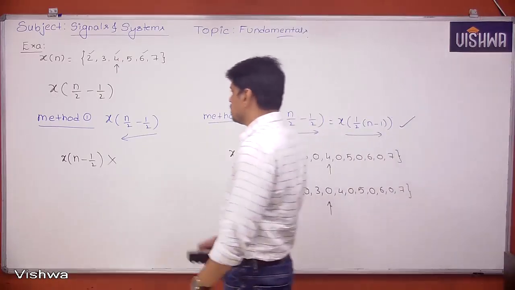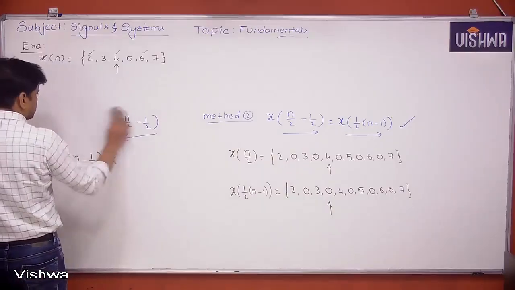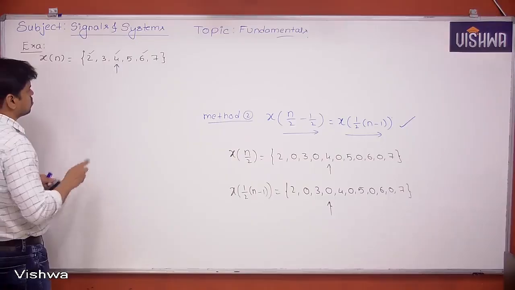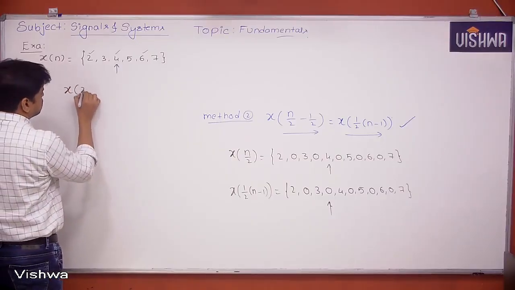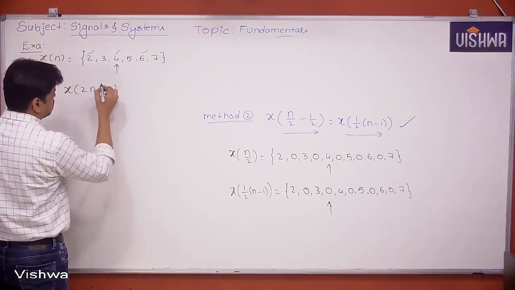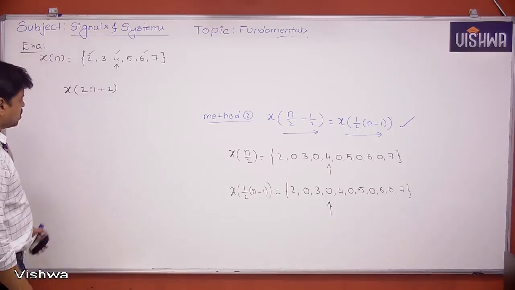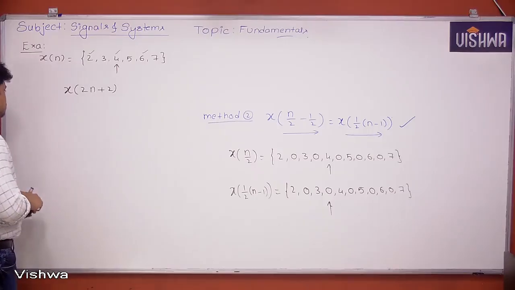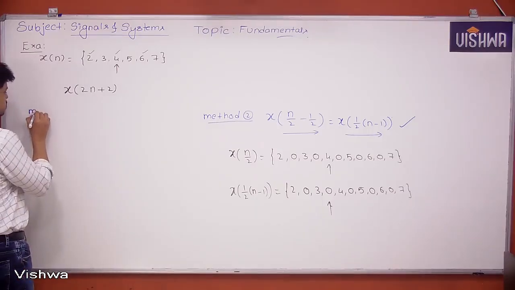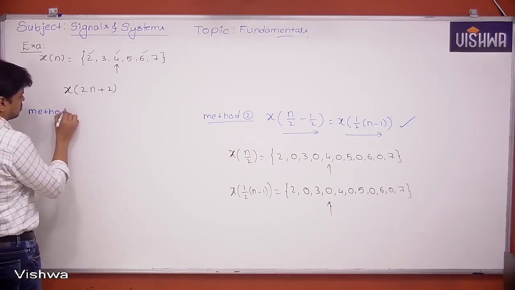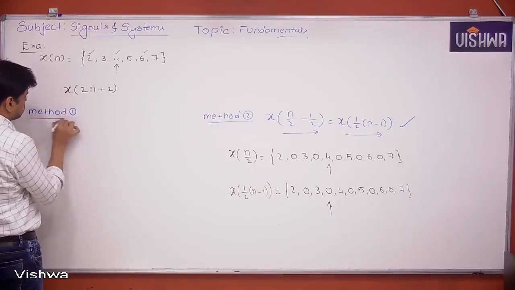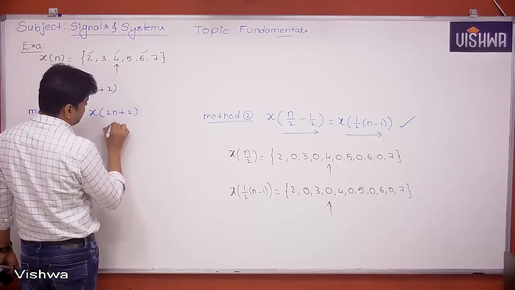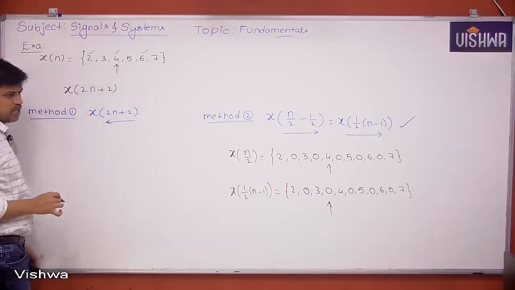Suppose in a particular example, if you try to calculate x of 2n plus 2, let's see what will happen. Which method can I go with? Either method is okay. Why? Let's see. Method 1. In method 1, to calculate x of 2n plus 2, we have to perform the operations in this direction.